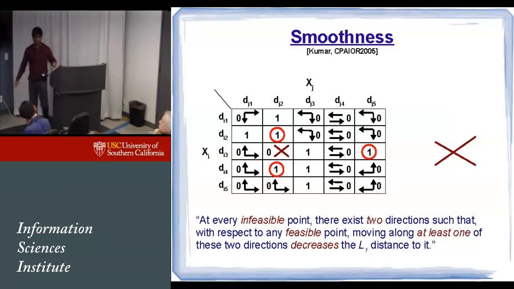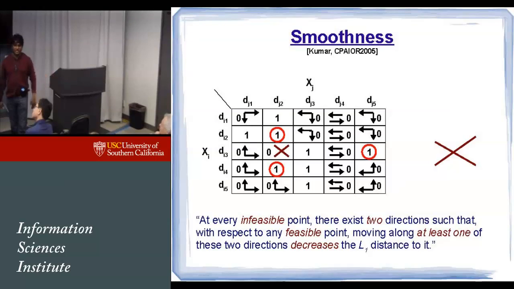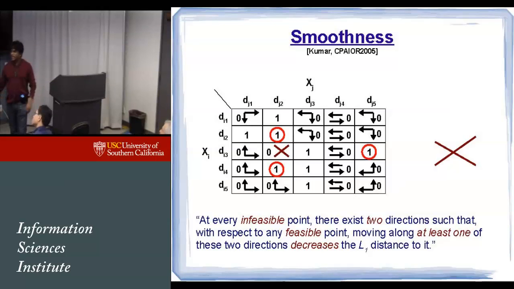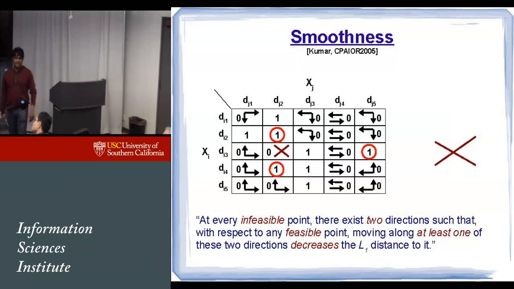What is smooth about it? Well, the fact that it's 2 directions instead of, you could conceive of having 3 directions at every infeasible point such that moving along at least one of these 3 would decrease some kind of a distance metric. But since it's 2, since it's limited, it's kind of like smoothness. All right, 3 would be more smooth then? No, 3 would be less smooth, right?